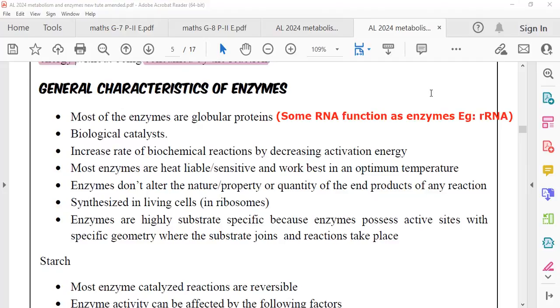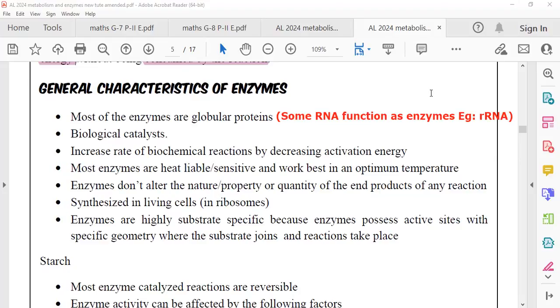Thereafter, another point you are given, they are synthesized in living cells. That is okay. All the enzymes are biological molecules. They are synthesized in living cells. But in brackets, what is written to you? In ribosomes, correct? That is fitting only for the protein. Understood?